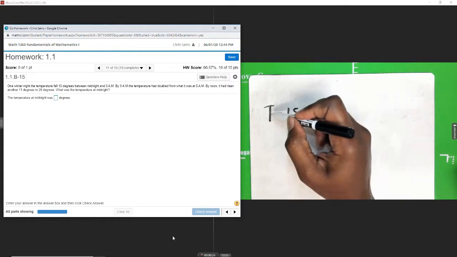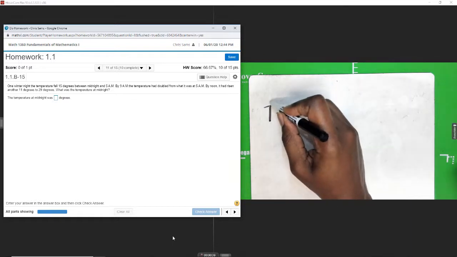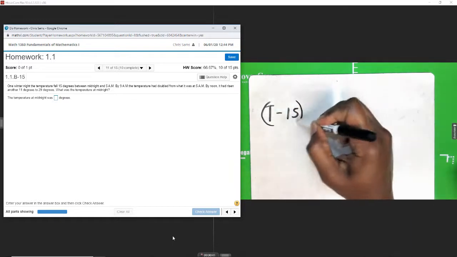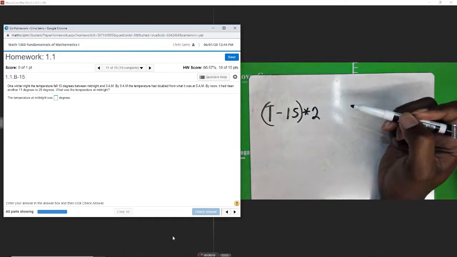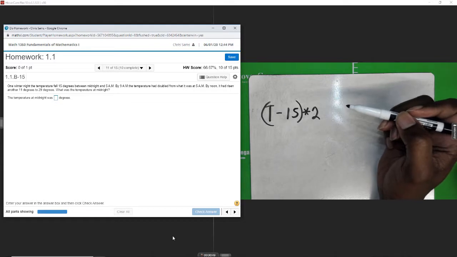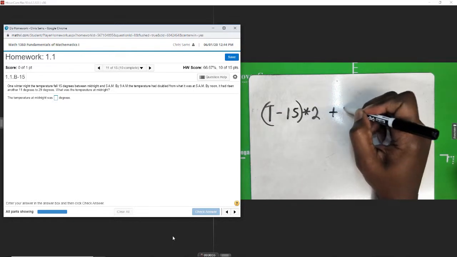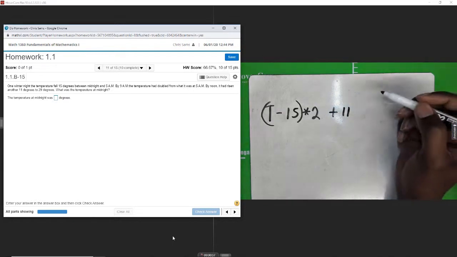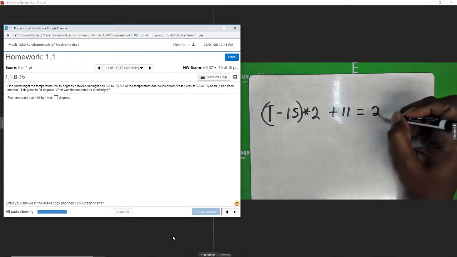It says by 9 a.m., the temperature had doubled what it was at 5 a.m. Okay, so here's the temperature it fell. Whatever this temperature was, it doubled. So I'm going to multiply this by 2. And then it said by noon, it had risen another 11 degrees. So I'm going to add 11 to 29 degrees. So now the temperature is 29 degrees.